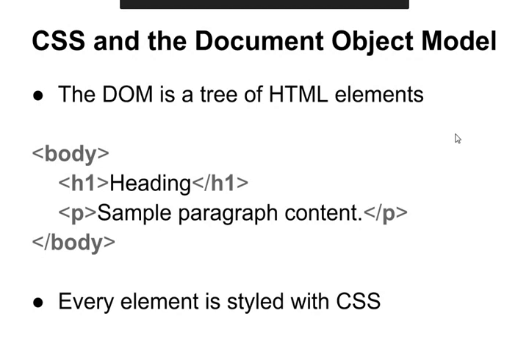So CSS, in order to understand it, we need to have a little bit of background on something called the document object model. It's just a fancy name, guys. You don't have to get confused by it. I just call it the DOM. The DOM is basically a tree of HTML elements. Again, Sean covered this stuff last week.